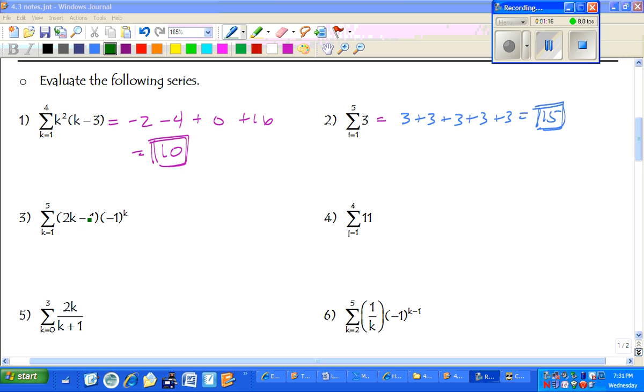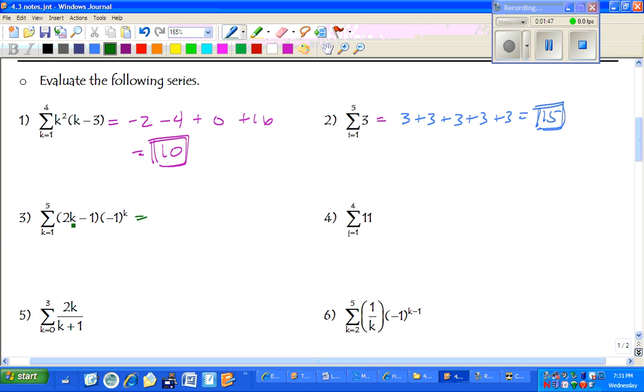In number 3, we're adding up the first 5 terms. What's going on here, this negative 1 to the k, is going to alternate the signs of each term. When we have an odd number like 1, negative 1 to the first is going to be negative 1. If it's even, like 2, negative 1 squared is going to make it a positive 1. So whenever we put in an even number, this comes out to be 1. Odd number makes it negative.